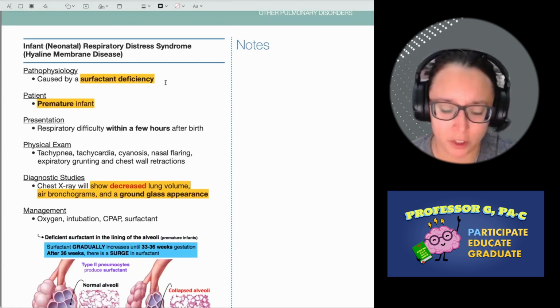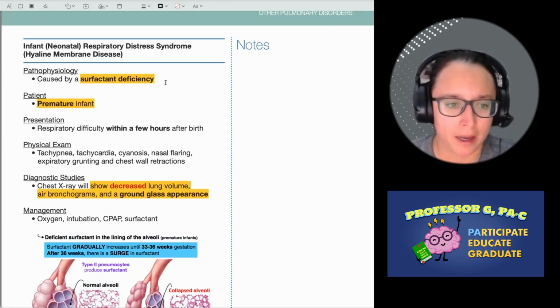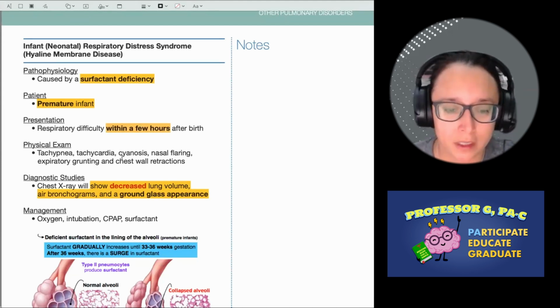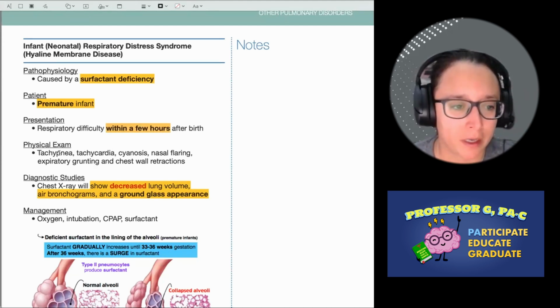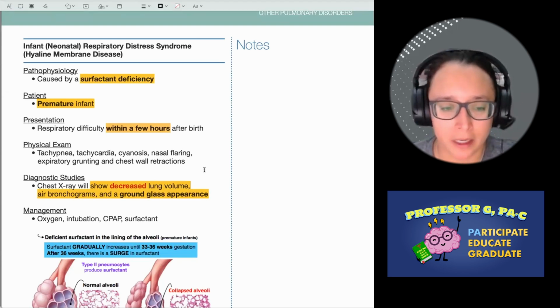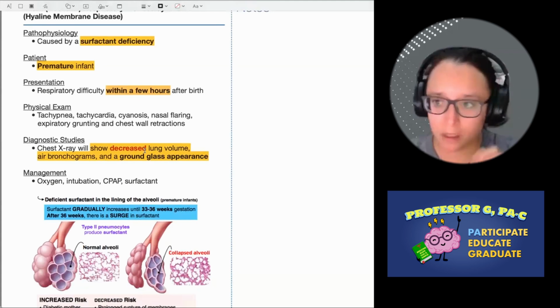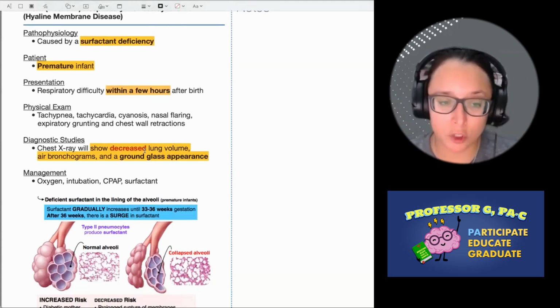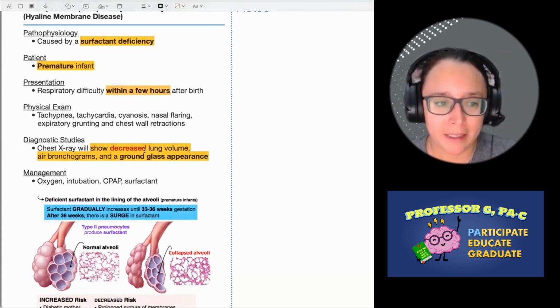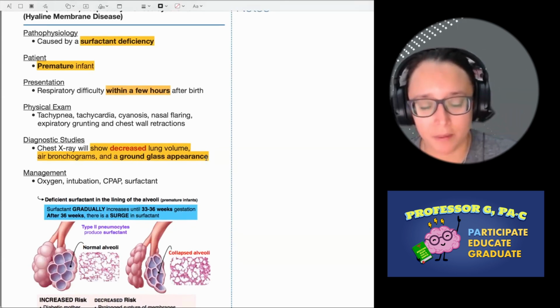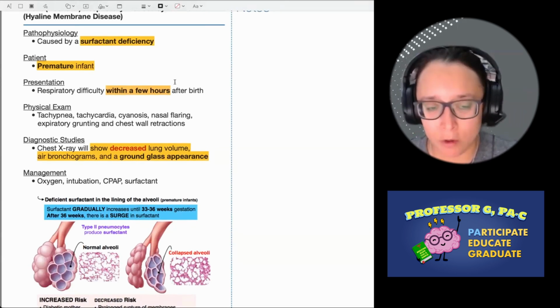Most often you'll see a premature infant in this case, and they usually have difficulty breathing within hours after birth. They'll describe it as grunting, chest wall retraction, nasal flaring, and then some of the more objective physical exam findings like tachypnea, tachycardia, cyanosis. Chest x-ray usually shows decreased lung volume because all those little alveoli haven't had the maturity to open up yet. They'll have air bronchograms and a ground glass appearance.